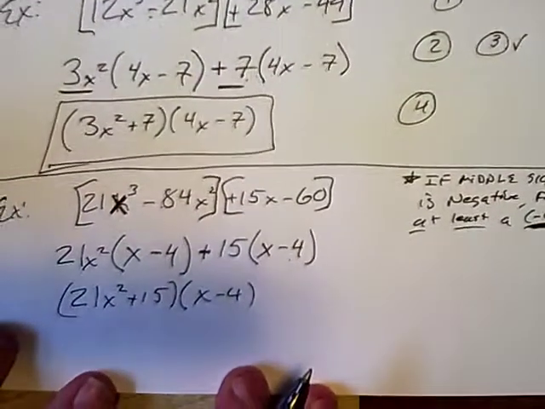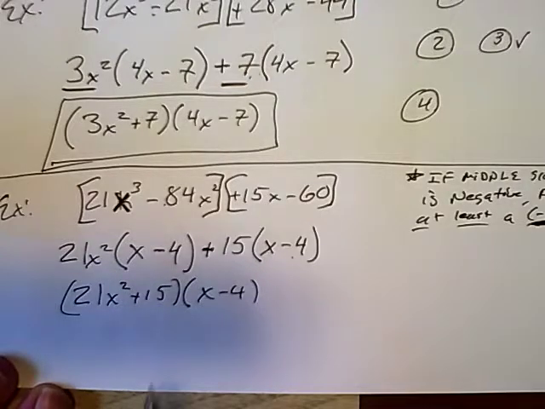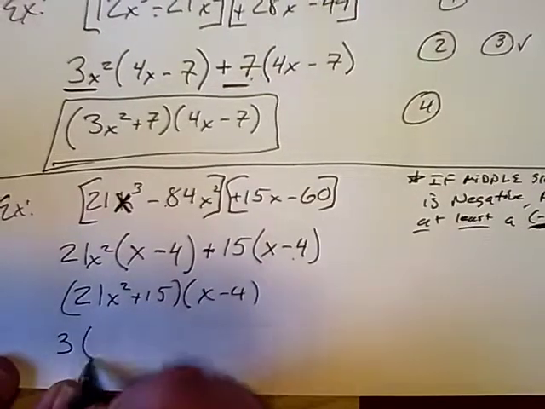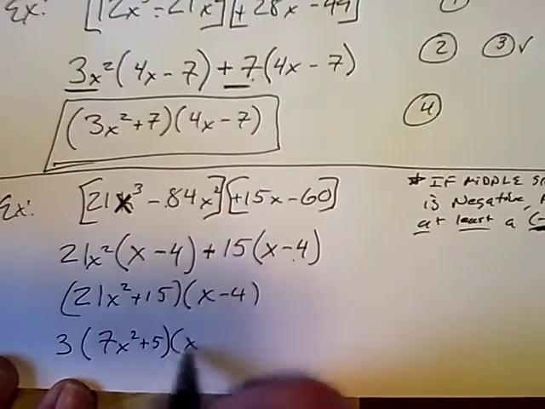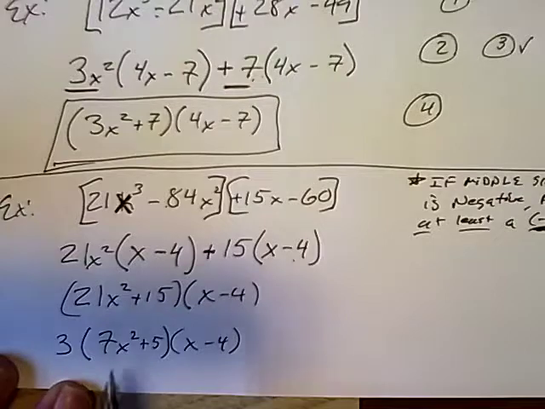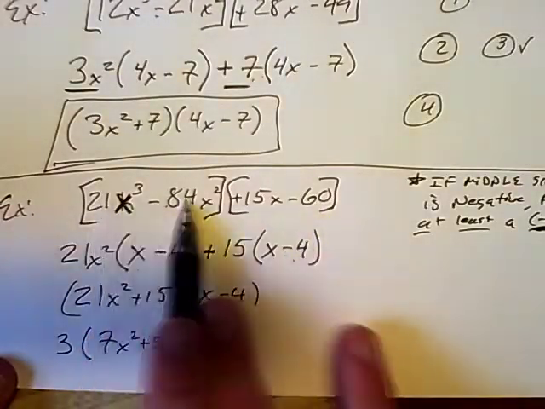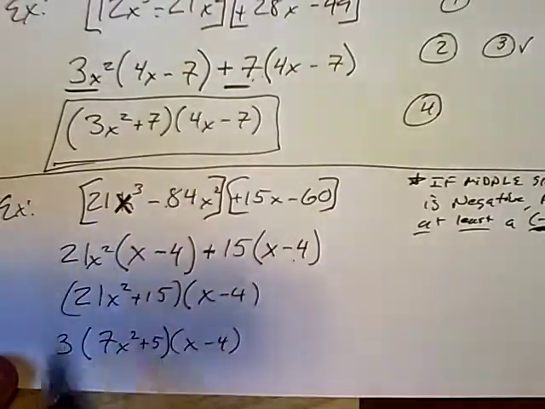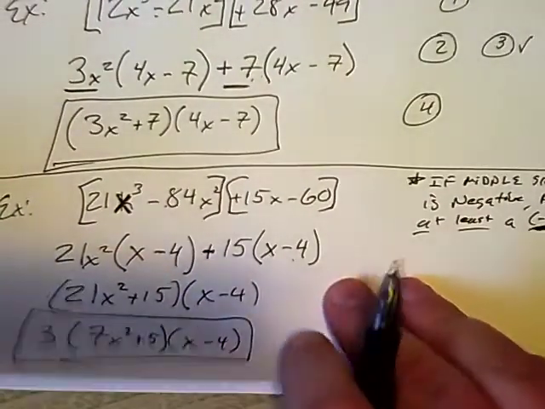Now you might be looking at this thinking, I know 21 and 15 both have a 3. Well, yeah, we could, and I suggest you bring that 3 out. So we'd be left with 7x squared plus 5, times x minus 4. Which tells me I should have thought about pulling out the greatest common factor to begin with. If I had pulled the greatest common factor out to begin with, I would have been in much better shape. But have no fear, at least I was able to find it eventually. So here, this will be my answer.